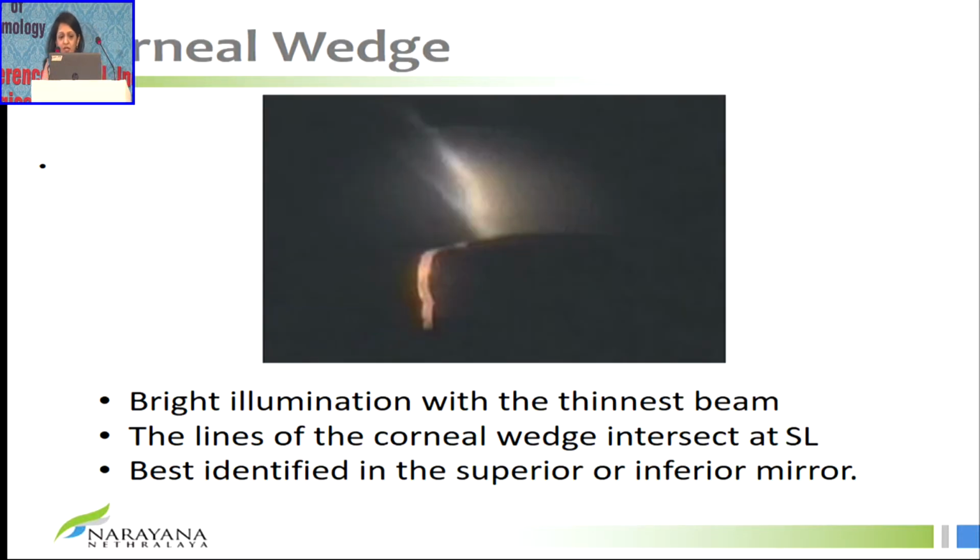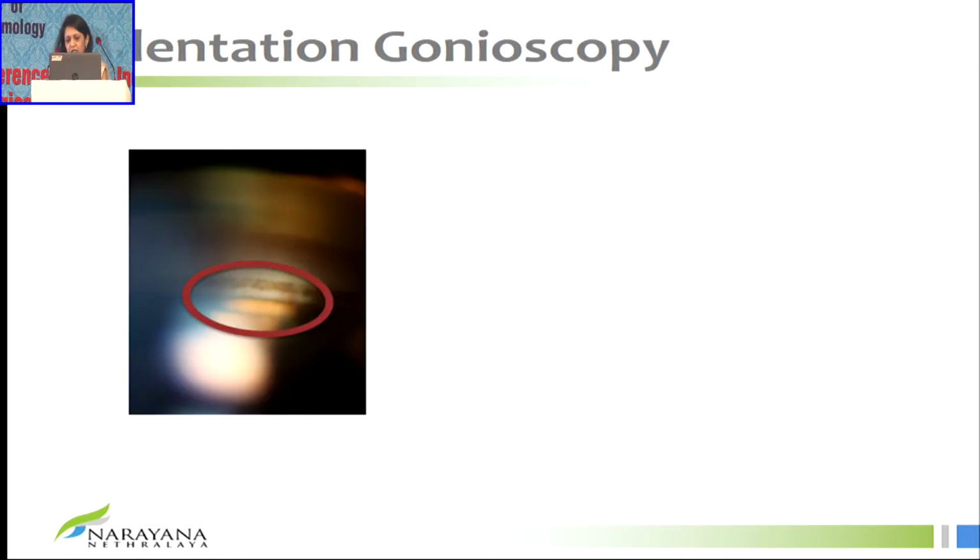So what's this corneal wedge? If you make a very thin slit beam and pass it through the cornea, because the cornea is a transparent structure, you see both the anterior and the posterior surface of the cornea. When the cornea changes to the sclera, the wedge collapses because the sclera is opaque, and you start seeing a single line. You can see this point where the wedge is collapsing. Where this point intersects is the Schwalbe's line, because that's the termination of your Descemet's membrane. These are best identified in the superior and the inferior mirror.